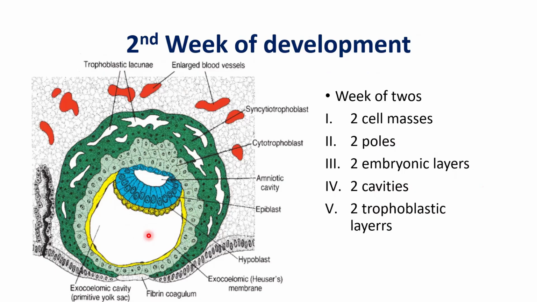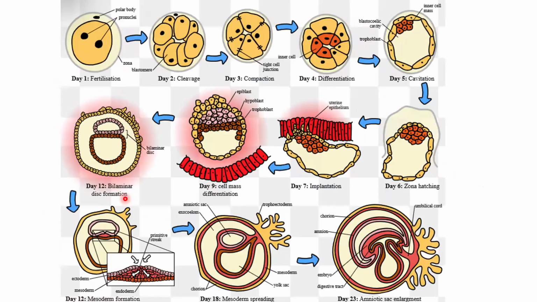Then 2 trophoblastic layers that we've talked about, syncytiotrophoblast and cytotrophoblast. So it is important that we can at least appreciate the week of twos in terms of those layers. By the end of the second week, that is what is happening with implantation. You have 2 cell layers and everything. So what will now make us know that you are moving to the third week of development? It is when you have this bilaminar disc, the 2 cell layers, becoming 3 layers. So from 2 layers of these cell masses, you will have 3 layers.